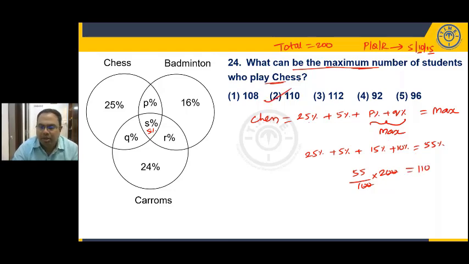Any doubts here? You can ask. Maximum number of students who play chess, right? Chess is those 4 regions, 25, S is 5, 30, plus P plus Q. Total of chess should be maximum means P plus Q should be maximum. So P, Q and R values 5, 10, 15. Out of those, I will give maximum to P and Q. I can give 25. So 25 plus 30, it is 55% of 200, 110.